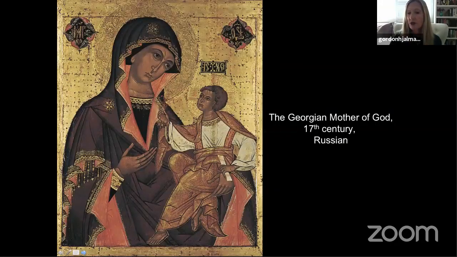Next, I want to go to the Georgian Mother of God. This is 17th century Russian. It was actually, at one time, the Moscow school that created this icon, but it did originally hang in a church in Novgorod. Novgorod is the center for religious devotion in Russia. Multiple cathedrals and churches in Novgorod, many different styles, and known for quite a bit of devotion.